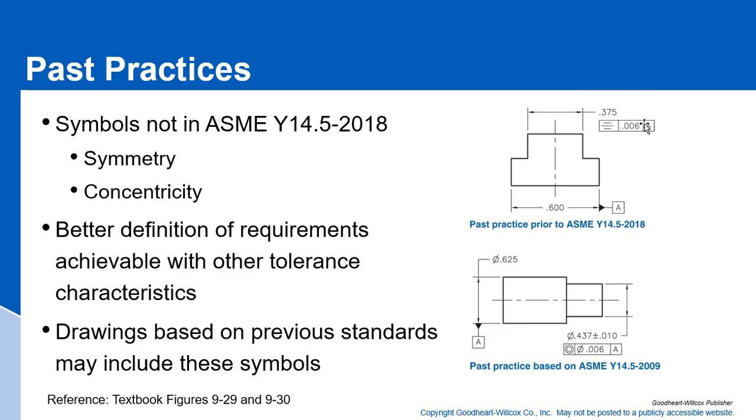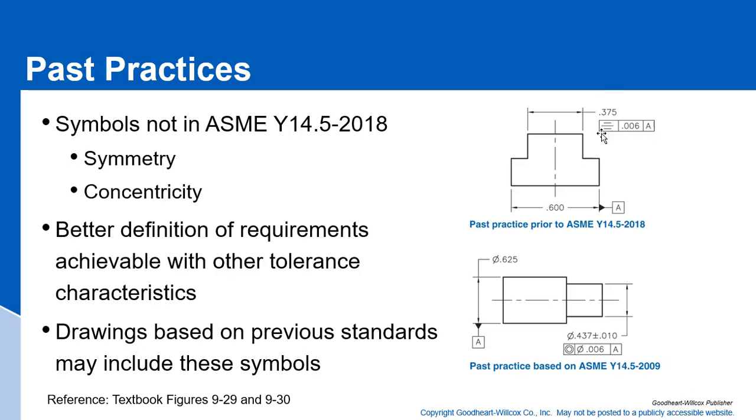What we would do with symmetry is something like this. If we had this feature, like a T-bar, where one width is 600 thousandths and the other width is 375 thousandths, we would put symmetry on that. Nowadays they did away with the symmetry characteristic in GD&T, because you can do the same thing with a positional tolerance. You're controlling the positional tolerance of this 375 width to this 600 width. Just set up the 600 width as a datum and put a positional tolerance in there. So that's how that works.